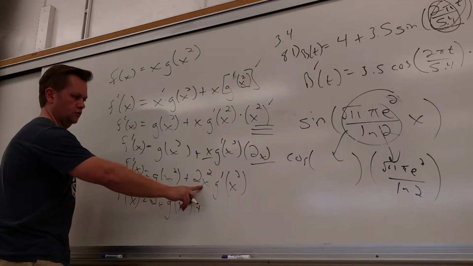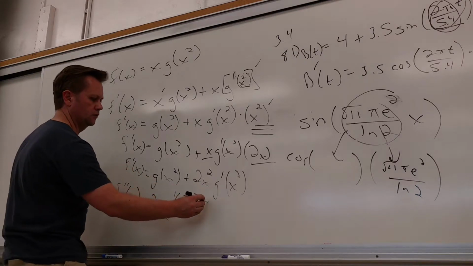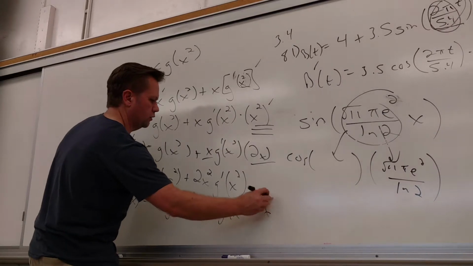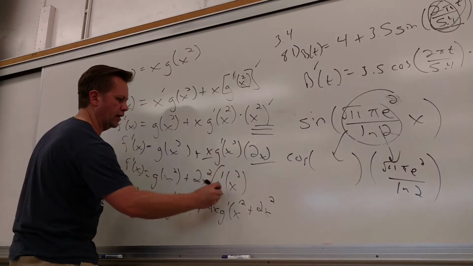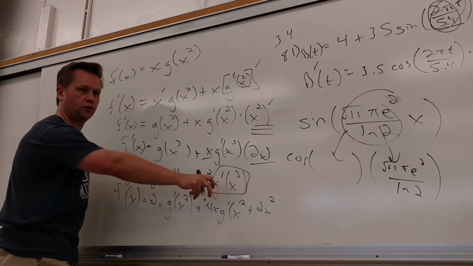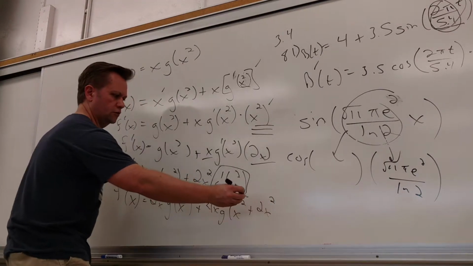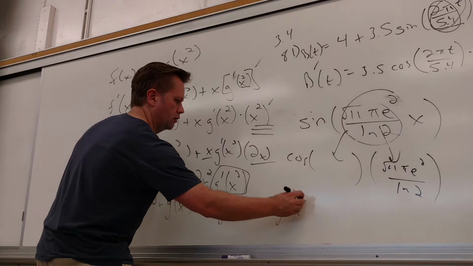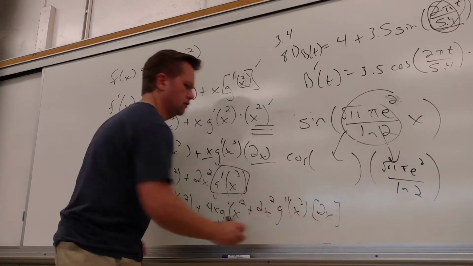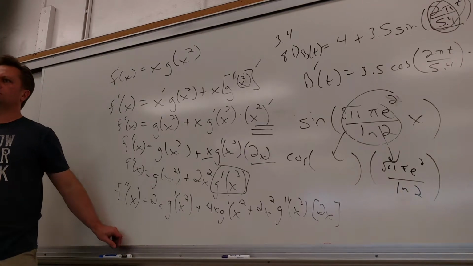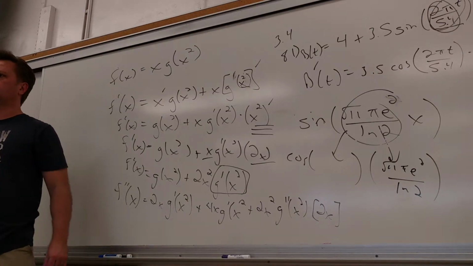2x squared. Derivative of 2x squared is 4x. Leave this one alone. Plus 2x squared times the derivative of this. Well, what's the derivative of g prime x squared? g double prime x squared times the derivative of the inside. I mean, there's no way to know ahead of time how things are going to shake out.